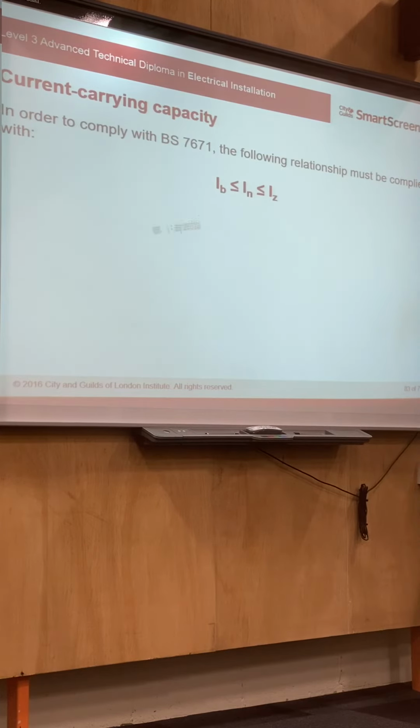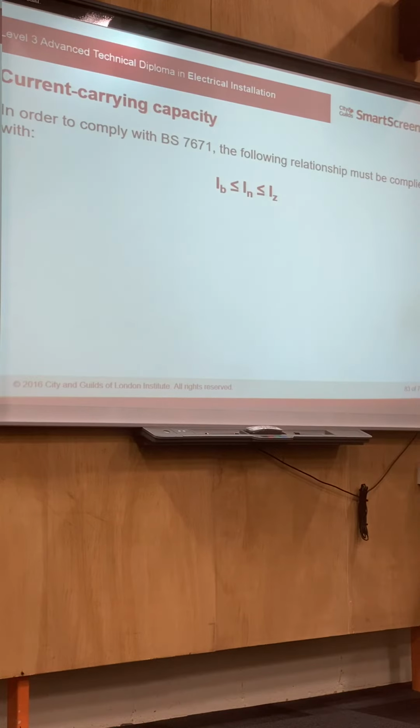So, in order to get the relationship correct, we start off with our Ib, which is our design current. The next step is looking at our In, the nominal rating of our protective device. So if I had a design current of 5 amps, what size protective device would I select? 6. It's got to go up: In must be equal to or greater than Ib.